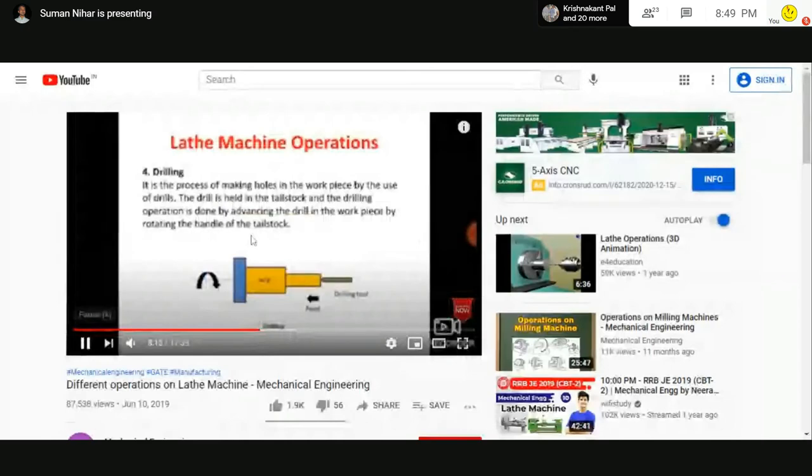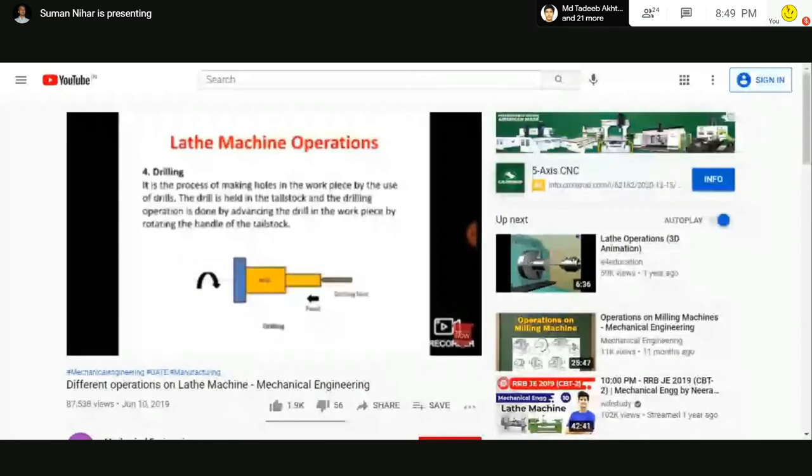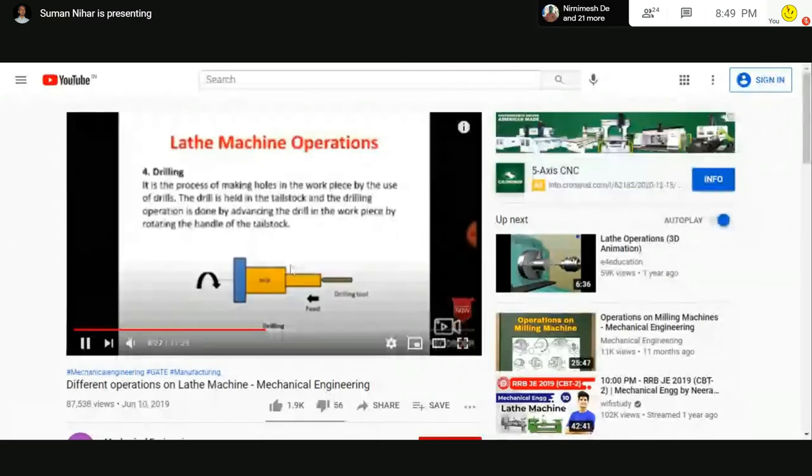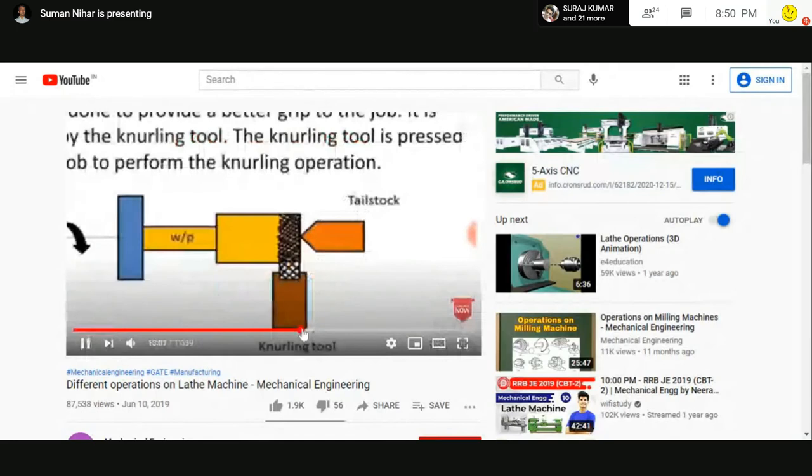Then your drilling operation. This is the process to make a hole in the workpiece by the use of a drill. The drill is held in the tailstock and the drilling operation is done by advancing the drill into the workpiece by rotating the handle of the tailstock. So you can perform drilling operation over the lathe machine also. For that you have to clamp or fix the drill bit in the tailstock and rotate it against the job. Next operation is knurling, which you already know. Next operation, that is chamfering.